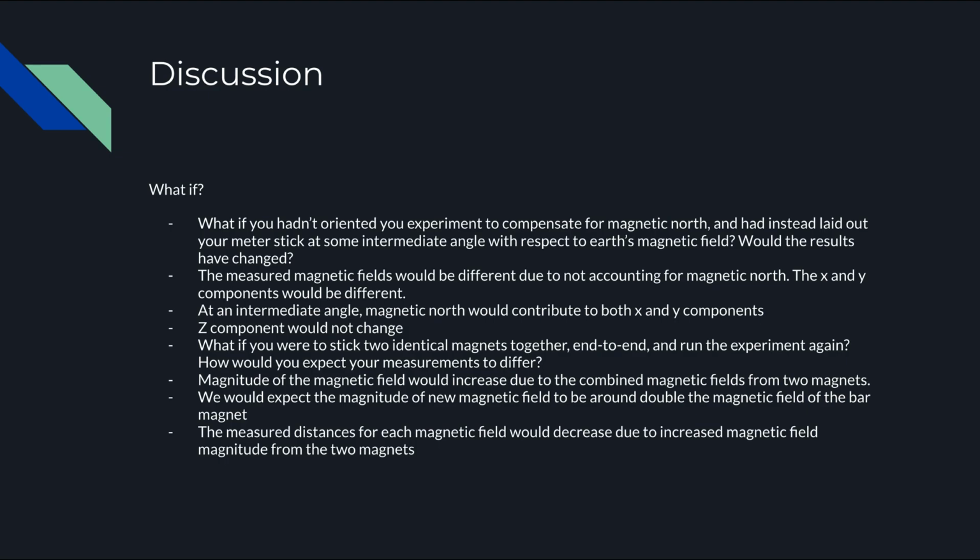If you had two identical bar magnets together end to end and ran the experiment again, the magnetic field would increase due to the combined magnetic fields of the two magnets. We expect the magnitude of the new magnetic field to be around double the magnetic field of the current bar magnet, and the measured distance for each of the fields would increase due to the increased magnetic field from the two magnets.